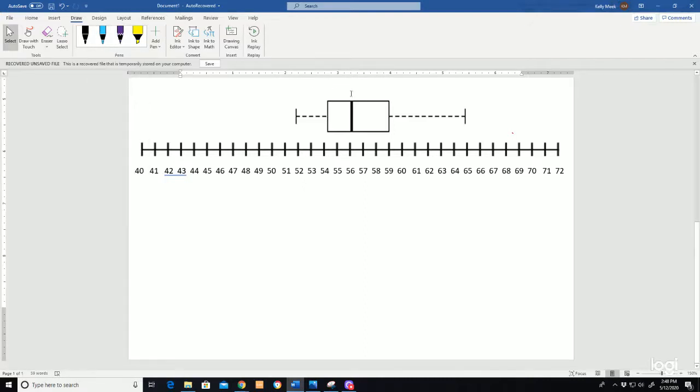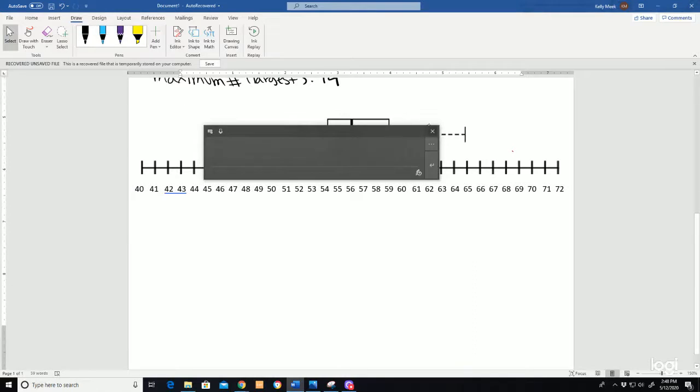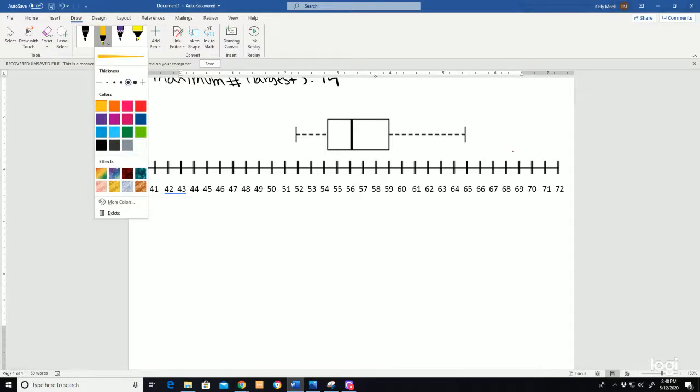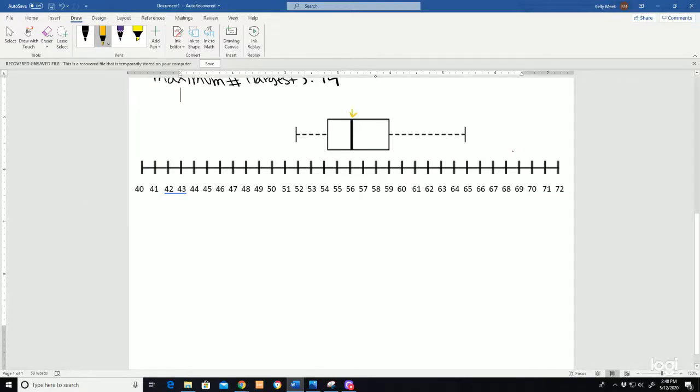I know that the median is going to be this middle line right here. This is going to be our median. So we can actually see that our median is about at 56. So that is one piece of information that we can get from this plot. So I'm going to write that down here. We can see that our median is 56.